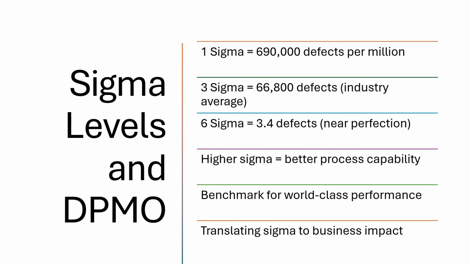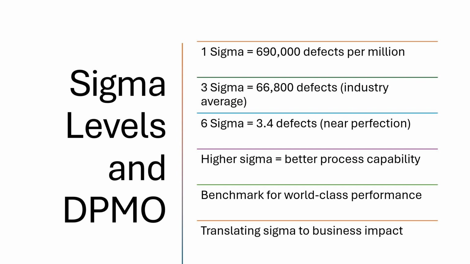With that being said, it's important to understand the sigma levels and DPMO. The first one is 1 sigma. It is 690,000 defects per million. At 1 sigma, the process is highly inconsistent, with nearly 69% of output being defective. This level may be acceptable in processes with low cost or low risk, but definitely not suitable for high-stake industries. For example, imagine 690,000 errors in credit card transactions per million. That's completely unacceptable for financial systems.